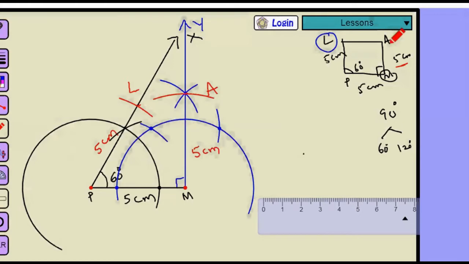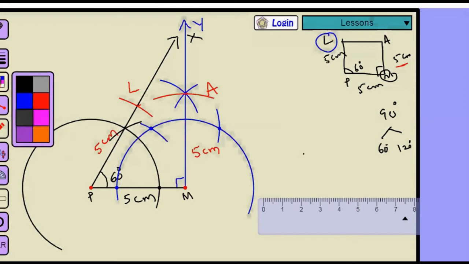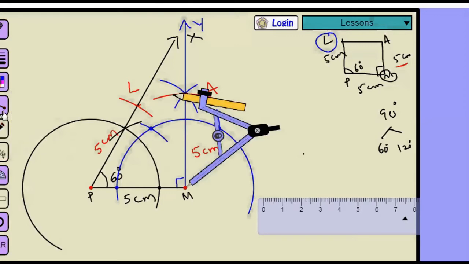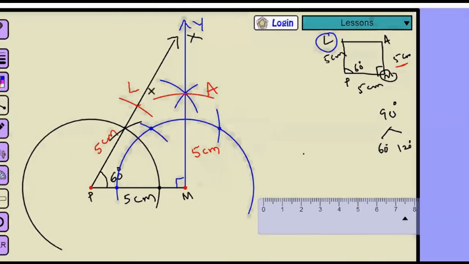Now here we don't have any length for LA, but we know the exact location of points L and A. So we can join L and A with the help of a ruler to get the required quadrilateral. We don't have to write any length for LA. So just join L and A with the help of the ruler. So it is our required quadrilateral LAMP.